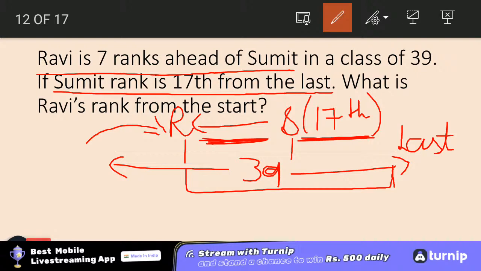सो मेरे को बताइए रवि की एंडिंग से कितनी पोजीशन हुई. हरी अप. 17th सुमित की थी, 7 और अहेड है रवि. सो रवि की लास्ट से कितनी पोजीशन हुई. I am asking what is Ravi's position from the last. 17th was that of Sumit and we will add 7 as well क्योंकि रवि 7 ज़्यादा है. So 17 plus 7 is equal to what?